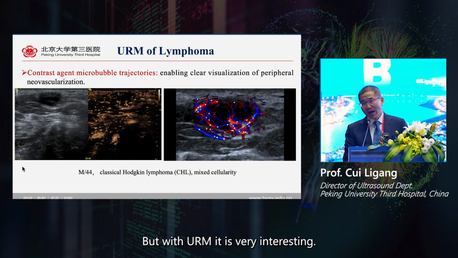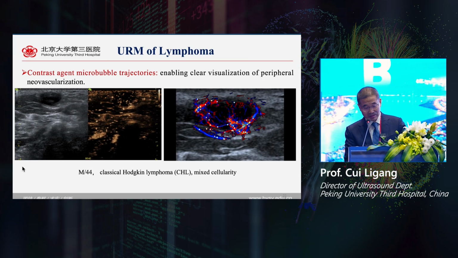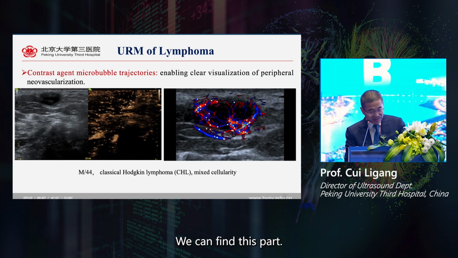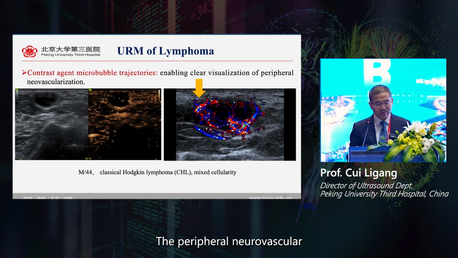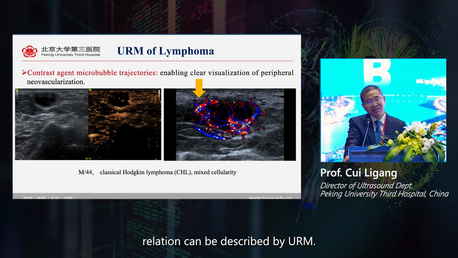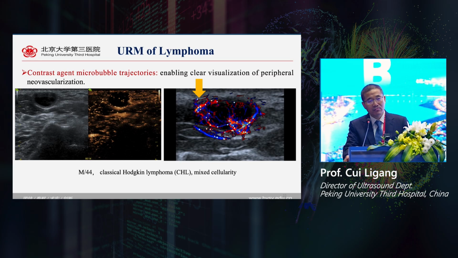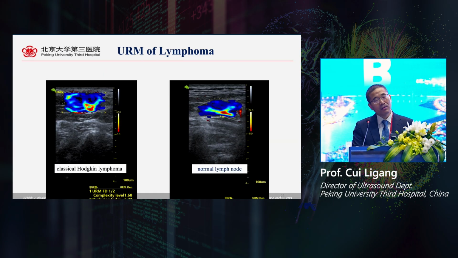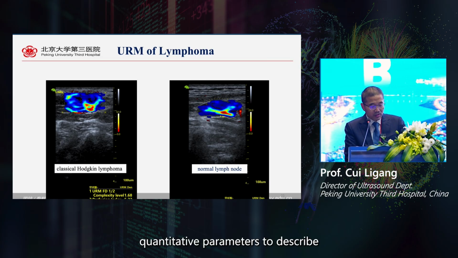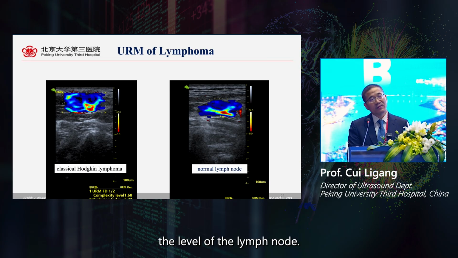But with URM, it's very interesting. We can find this part. You see this part, the peripheral neovascularization can be described by URM in this case. And also we can use some quantitative parameters to describe the level of the lymph node.